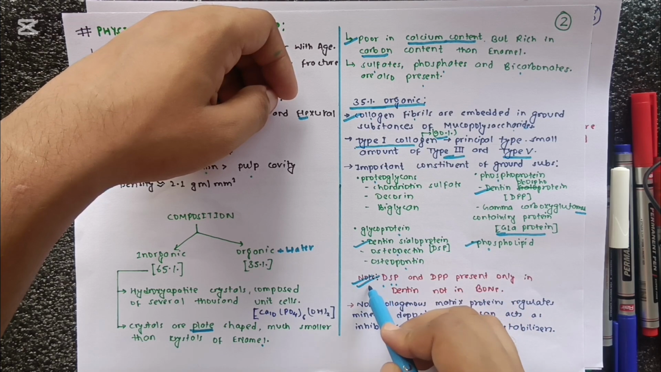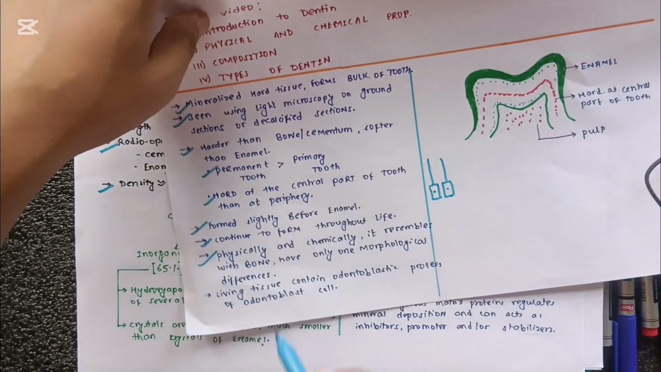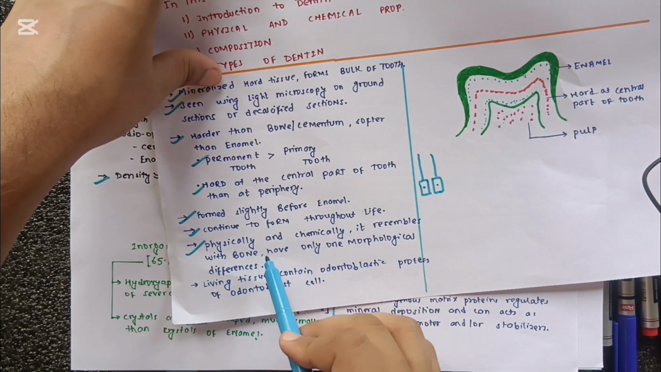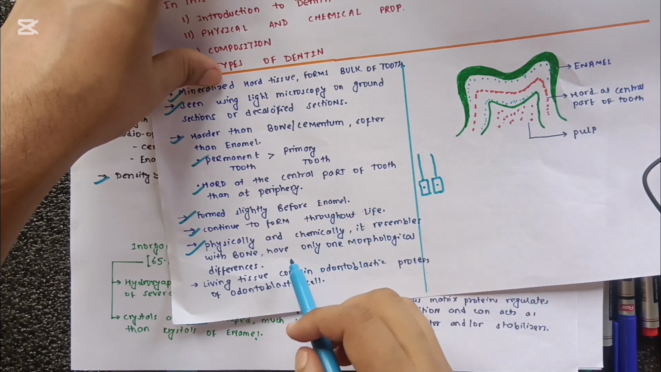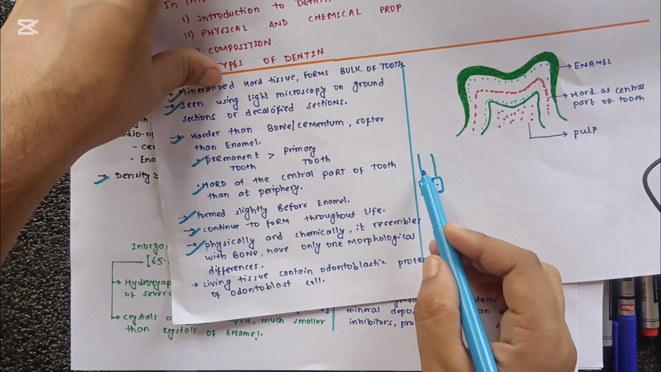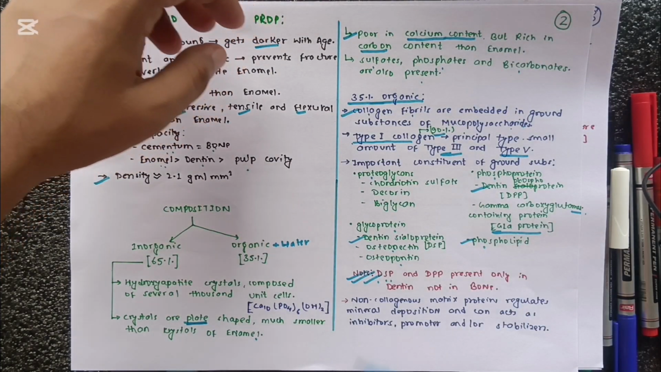Okay, so this is very important, as I have discussed earlier here. What I have told here is that the dentin and the bone physically and chemically resemble each other, but there is one morphological difference, and that is the odontoblastic processes. But sometimes a little difference is also present here.